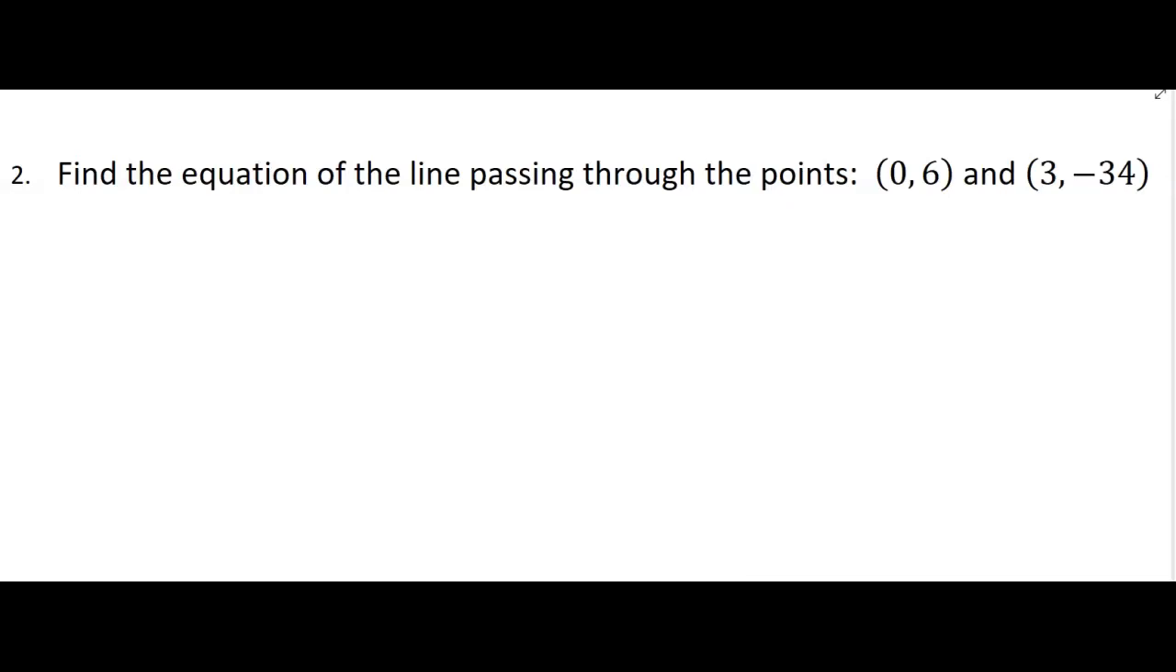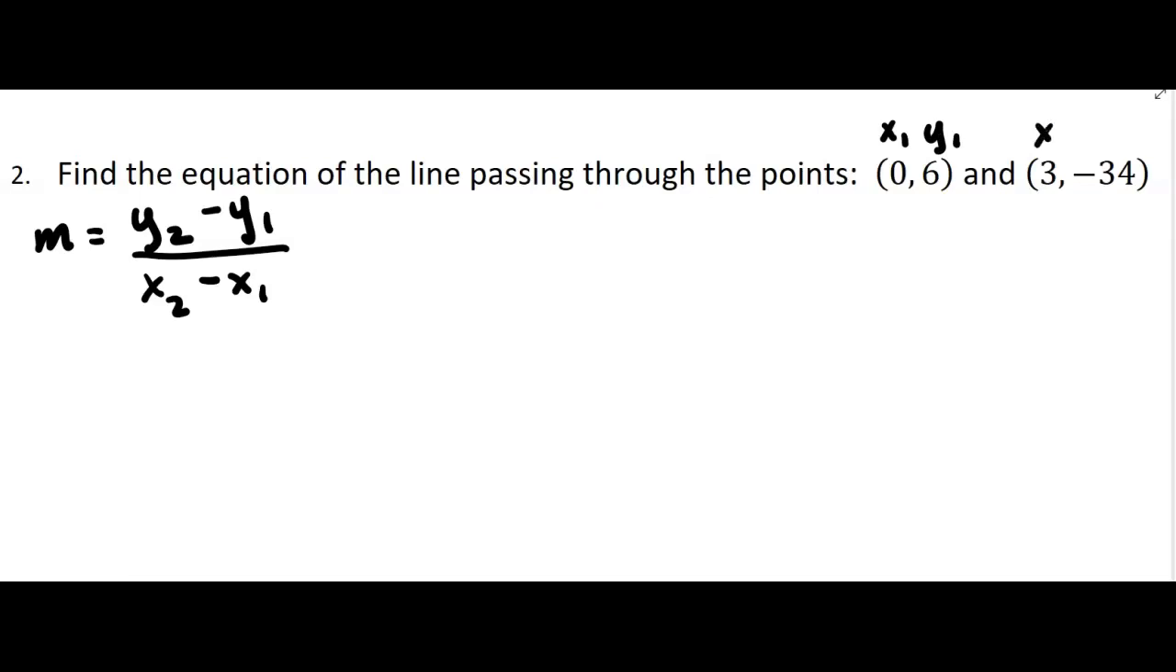Okay, so in this problem, we need to find the equation of the line passing through the points. So we're going to need the slope formula, which is y sub 2 minus y sub 1 over x sub 2 minus x sub 1. You can label your points x sub 1, y sub 1, and x sub 2, y sub 2. That's a good way to do it. It'll help keep things straight.